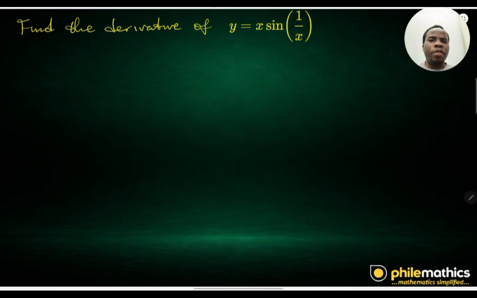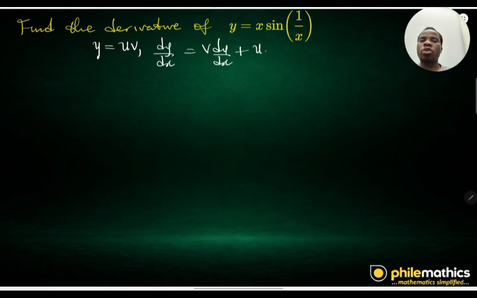To find the derivative of this product of a linear and a trigonometric function, we have to use the product rule. Product rule tells us that if y is a product of u and v, which are both functions of x, it means dy/dx is v du/dx plus u dv/dx.